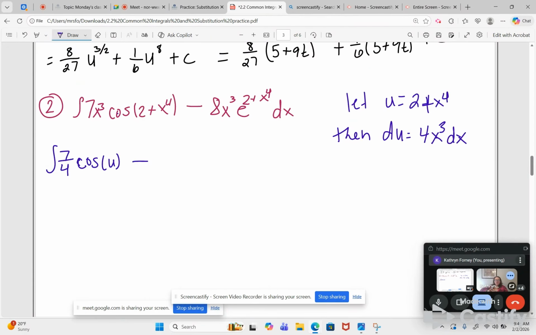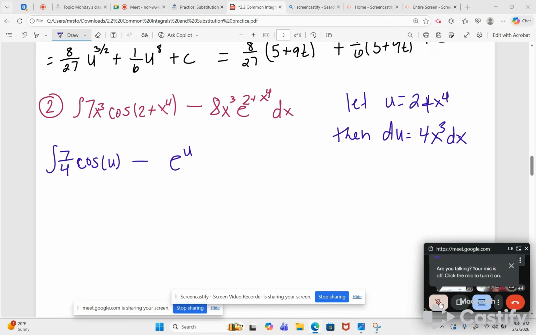Okay? So we've set up the first part. Now, the second part where we have the 8x cubed e to the 2 plus x to the 4th, we have to set this up. We know e to the u.